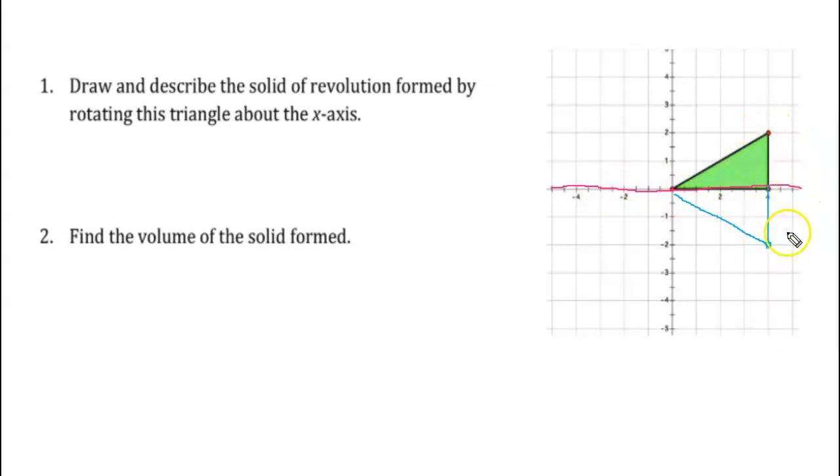And as it's revolving, I need to remember that it is making a circle. So if this triangle goes around that axis, it would appear that the shape that I'm going to end up with is a cone. That's how I would describe it, as a cone.